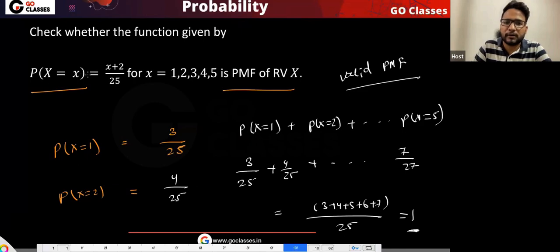And obviously the second check should be that every one of these probabilities should be greater than or equal to 0. And obviously that is true, right? Okay. So I hope now you are getting the meaning of PMF.